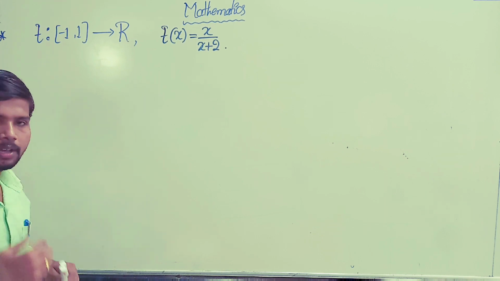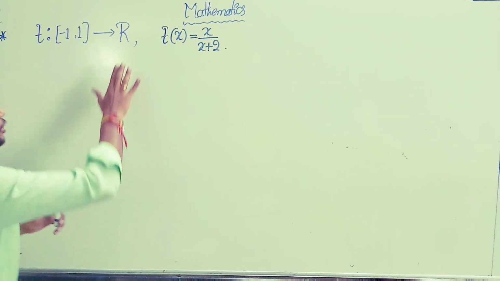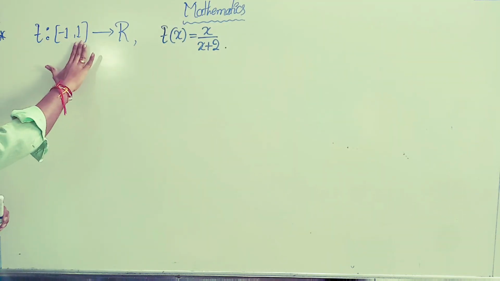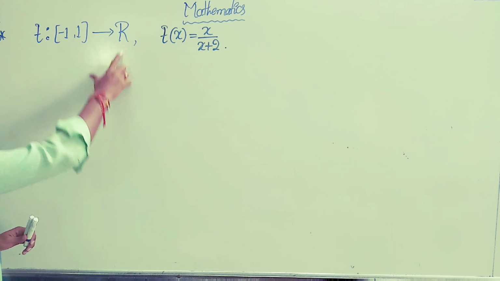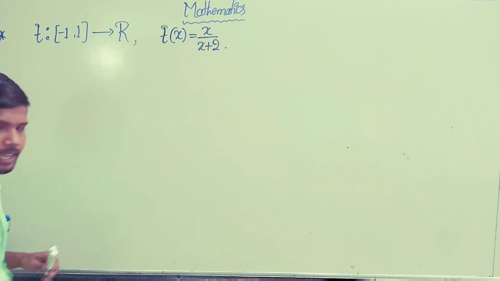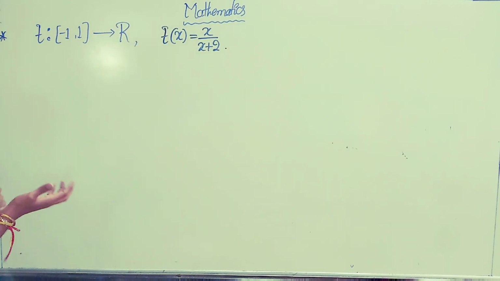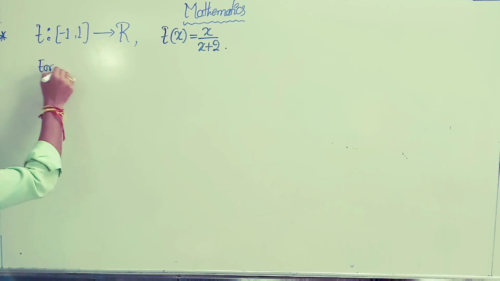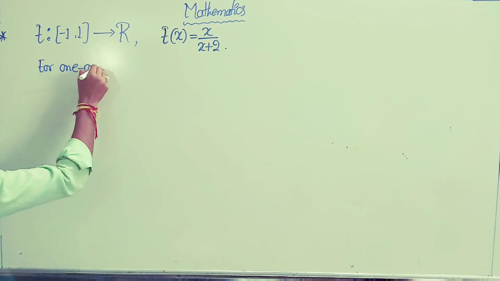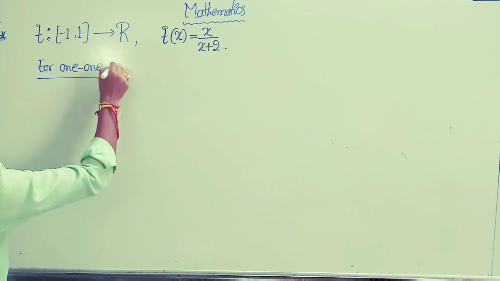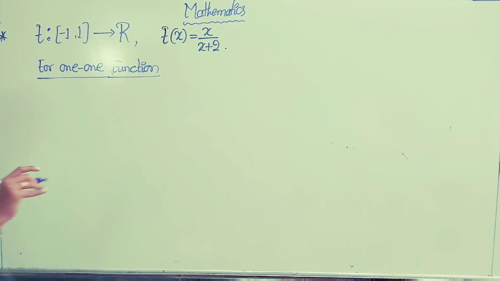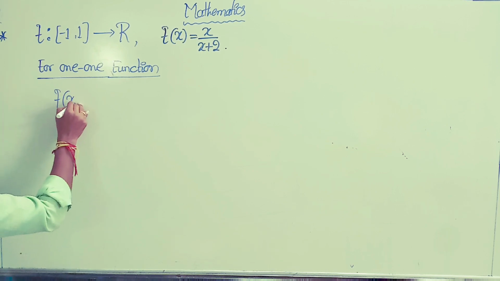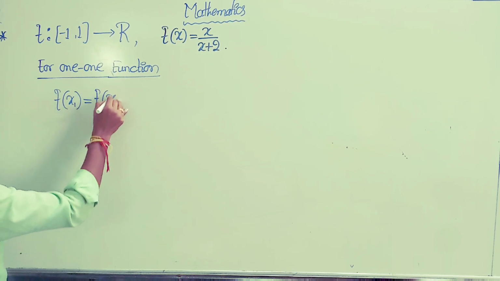The next problem asked in the annual examination is f from -1 to +1, the domain is -1 to +1, the range is capital R. f of x equal to x divided by x plus 2. Whatever we arranged in the first part, in a similar way I'd like to take. I need to write for one-one function. Now for one-one function, how do I have to start? I already told you. f of x1 is equal to f of x2.